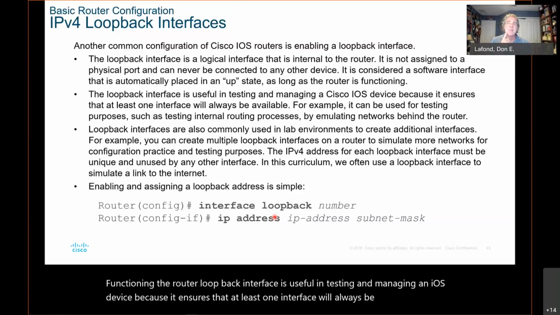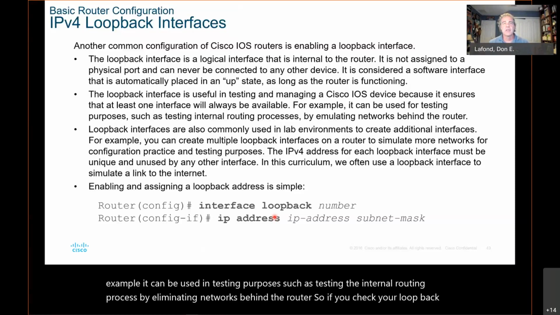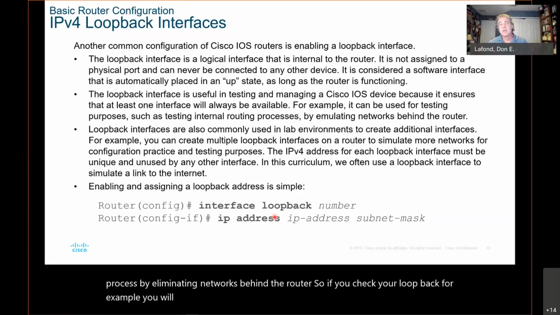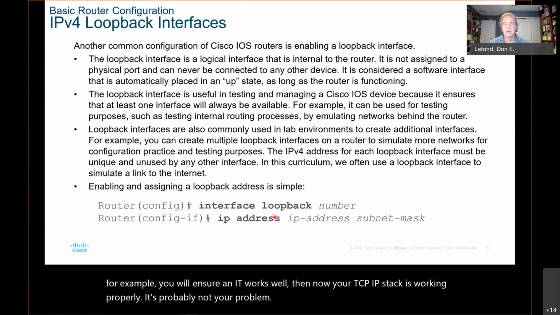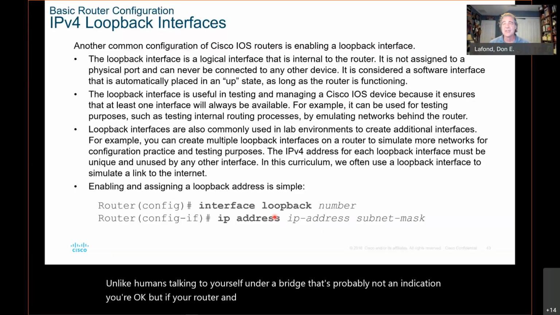For example, it can be used for testing purposes, such as testing the internal routing process by eliminating networks behind the router. So if you check your loopback, for example, and it works, well, then now you know your TCP/IP stack is working properly. It's probably not a physical or network problem connecting to another device. Unlike humans talking to yourself under a bridge, which is probably not an indication you're okay, if you're a router and you can talk to yourself, then you're in good shape.